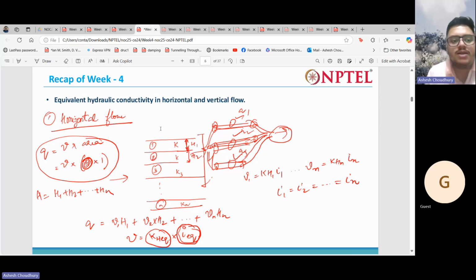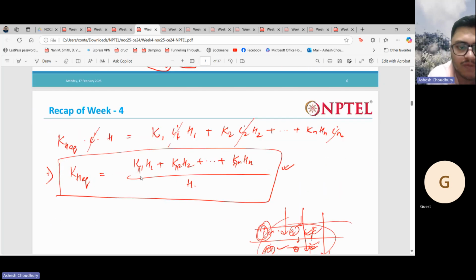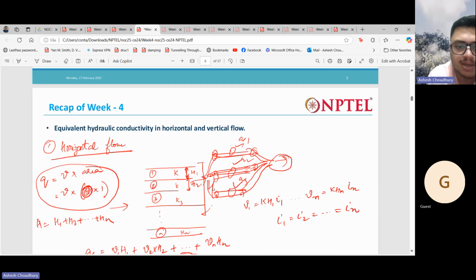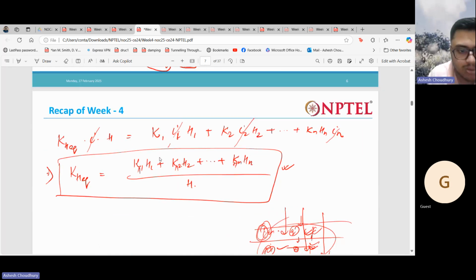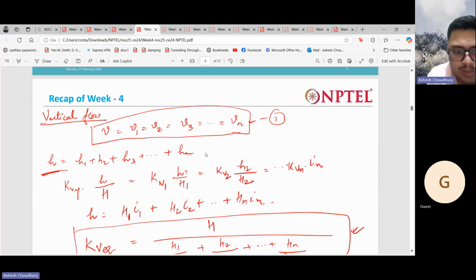Okay, so then we calculated the equivalent horizontal flow and vertical flow. So for equivalent horizontal flow in all these layers having hydraulic conductivity k1, k2, k3 up to kn and different thicknesses h1, h2 up to hn, where the flow is horizontal, what is the equivalent hydraulic conductivity that we calculated?